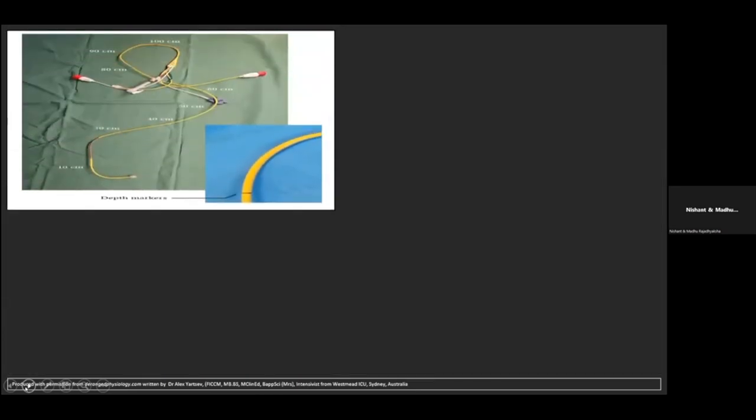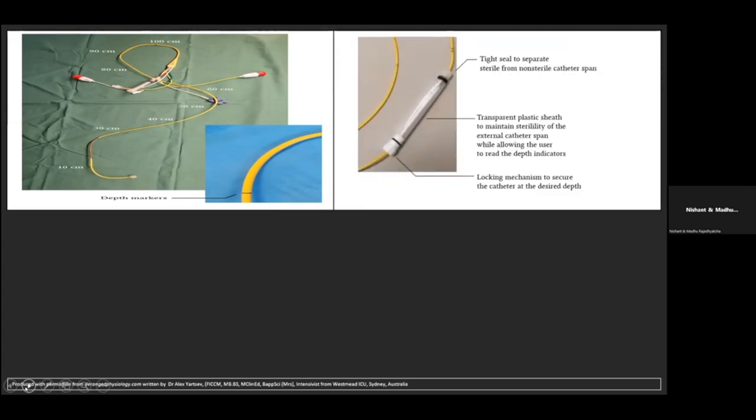Next in the line are markers. A small marker denotes a distance of 10 centimeters, whereas a thick black line will denote a distance of 50 centimeters. This is to allow the operator to assess the depth of insertion and manipulate it intraoperatively. The catheter is covered with a plastic seal, which is transparent, and it has a locking mechanism.